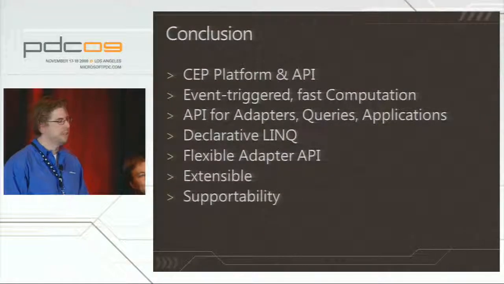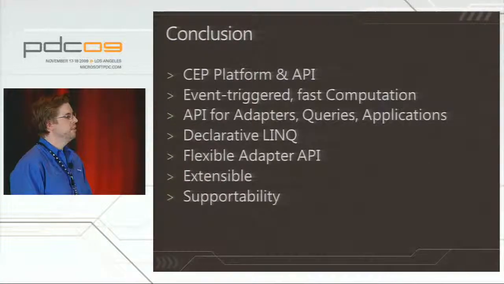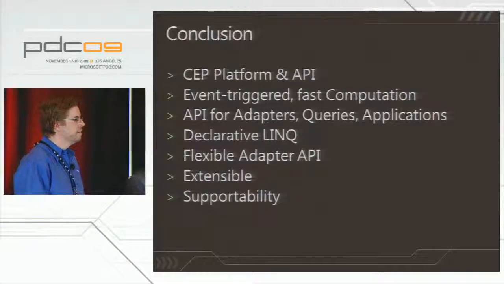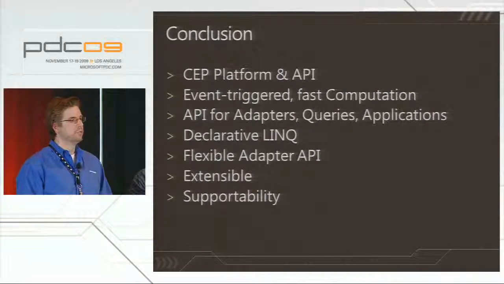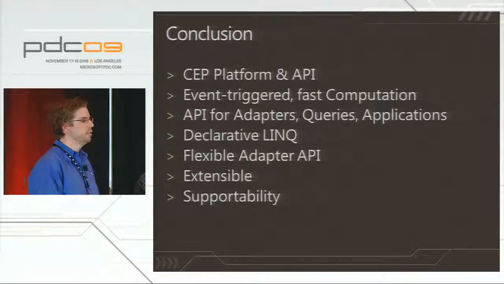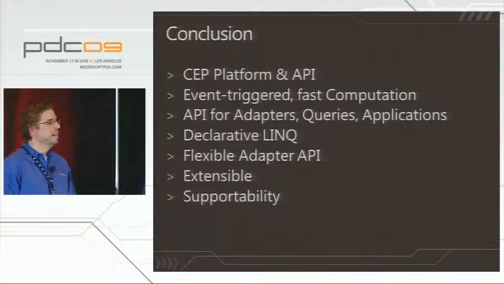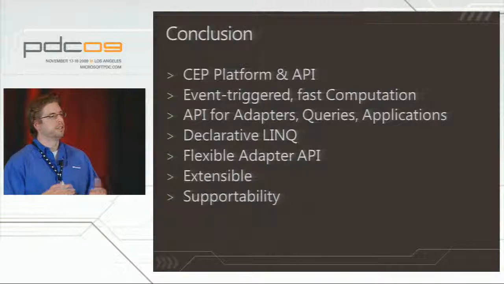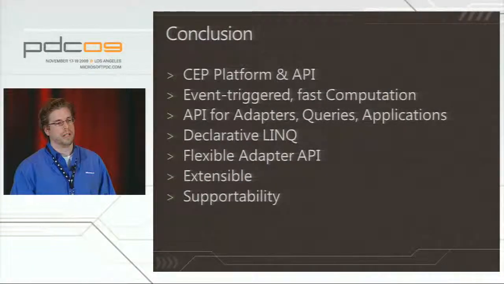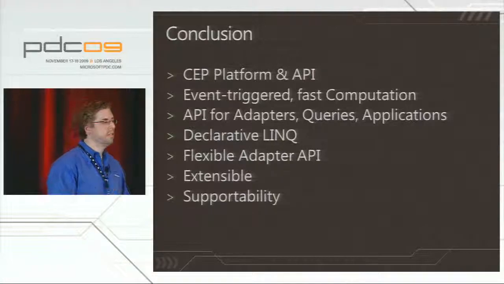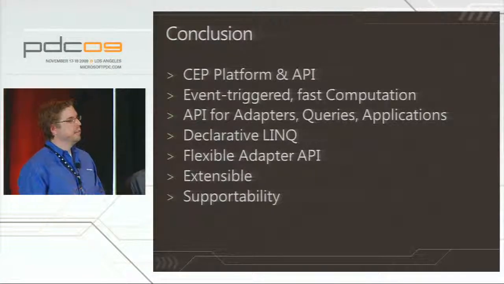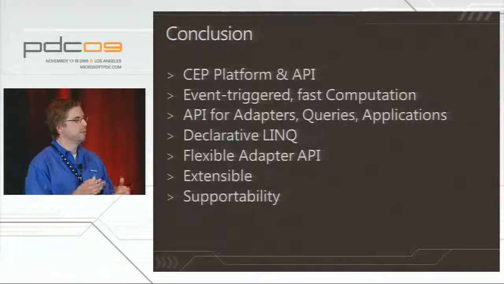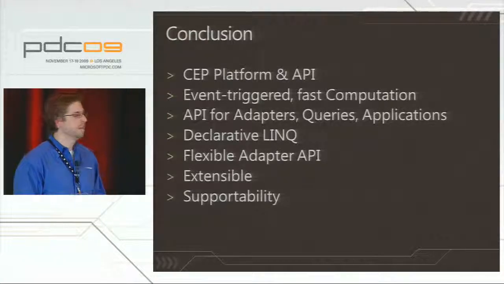Okay, so what did we see? We were diving into the CP platform, the API. You've seen the code of the adapter, the queries, extensibility. What we have is an event-triggered framework, fast computation, event-triggered computation of real-time queries. We have an API for adapters, writing queries in LINQ, writing whole applications with different models: observable model, implicit server model, explicit server model with total control over the diagnostic interface, declarative LINQ to specify queries without having to take care of temporal sequences of events, defining your query logic in a declarative way.